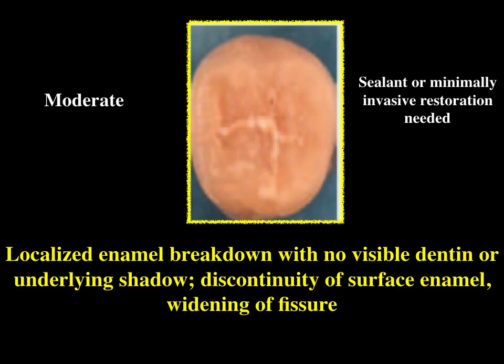This is the fourth part of the diagnosis, assessment, and treatment planning lectures. We complete the diagnosis of the caries. In this picture, the caries is at a moderate level. Localized enamel breakdown with no visible dentine. Caries within the enamel. Underlying shadow.